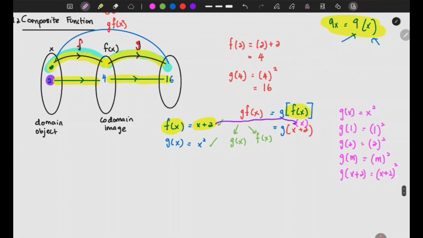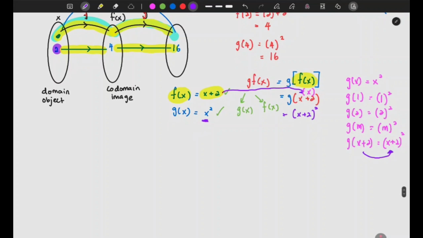What is x? g(x) is this, right? And now your x is no longer x, but it is x plus 2, which is this. So replace it with x plus 2 squared. Tada! You already found your equation. That's your equation of g(f(x)).